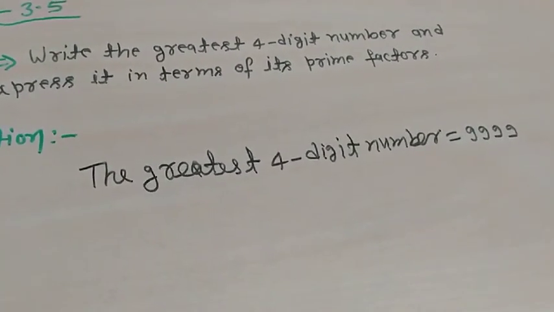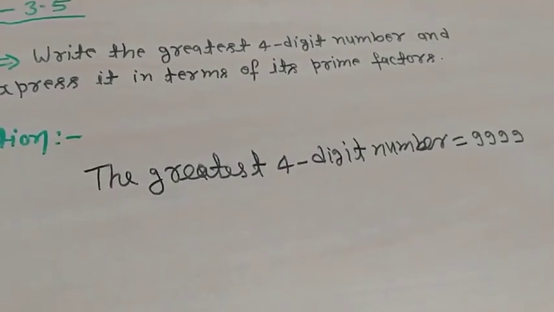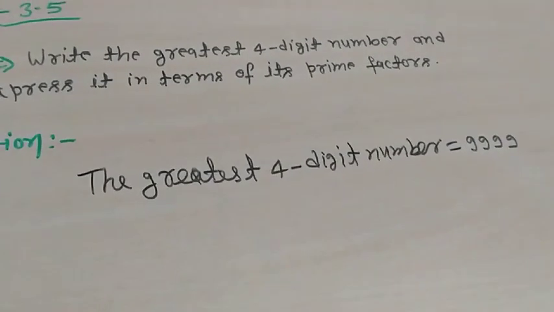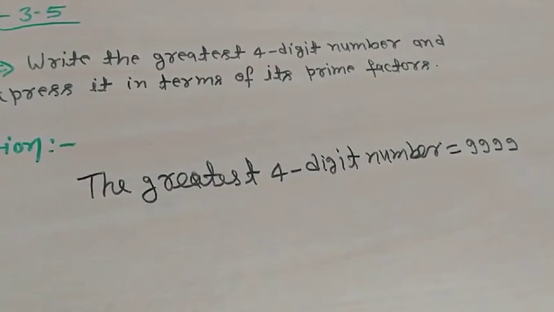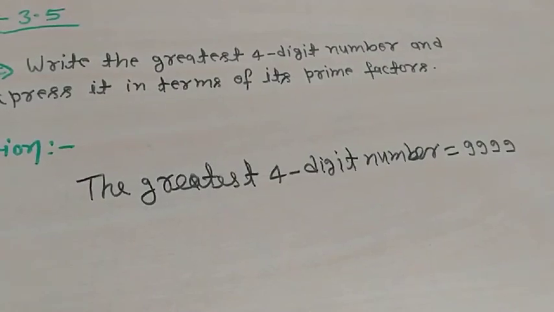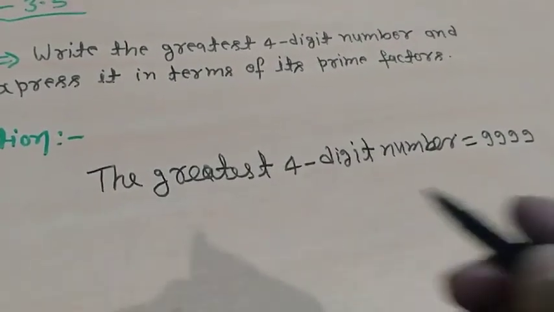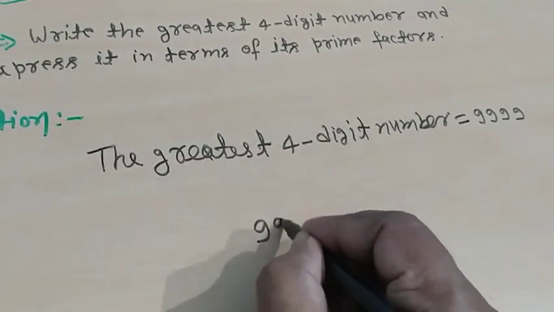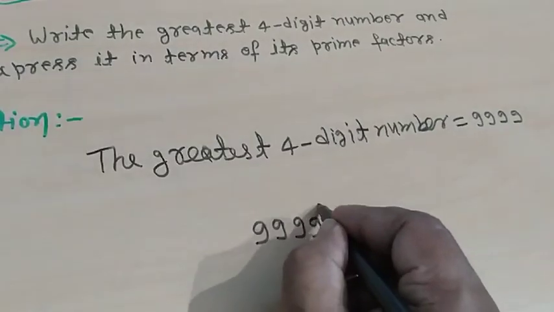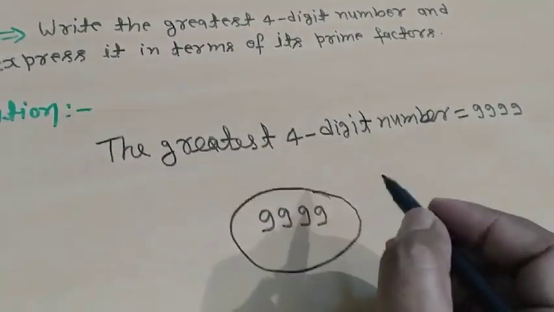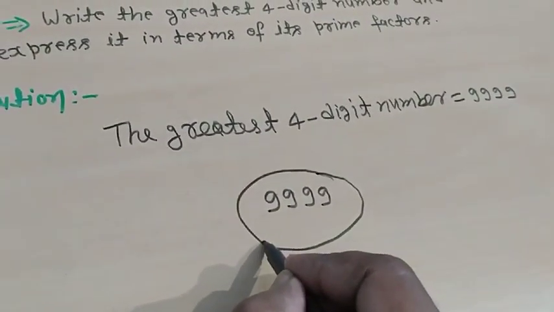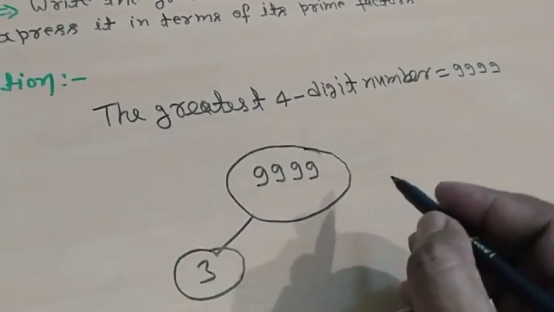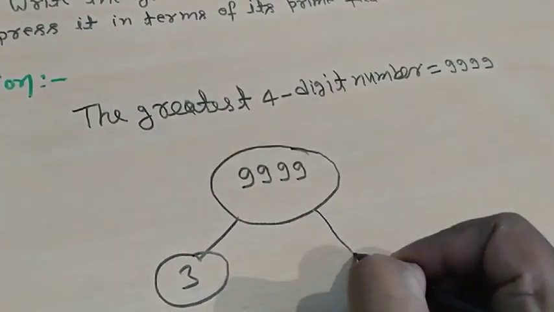So to find prime factors we choose two methods. We have two methods: by factor tree and by the division method. Look here, we use the factor tree. 9999. Okay, so the first prime factor is 3. If you divide 9999, okay, so what do we obtain here?